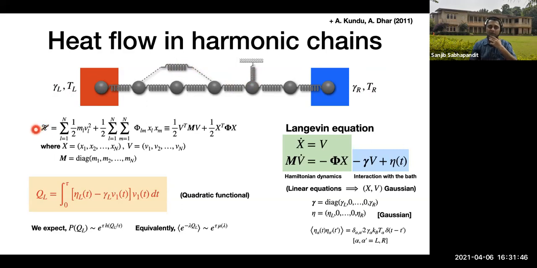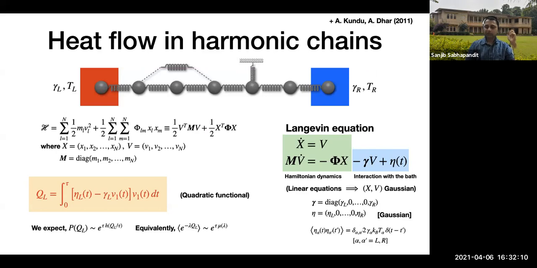So you can write down this Hamiltonian, which says basically the kinetic energy term and the potential energy term. And this phi LM basically says how these two different coordinates are coupled. Okay. So given this Hamiltonian, you can write down the Langevin equation. So this part is just the Hamiltonian dynamics. Okay. And then this part basically models the interaction with the bath. So it's just interaction at the two ends.